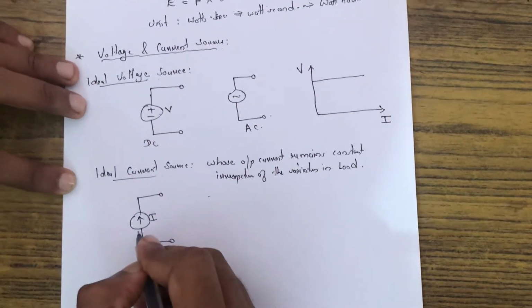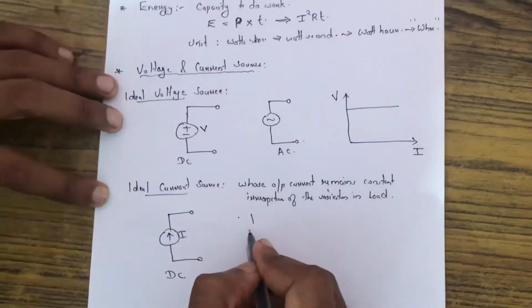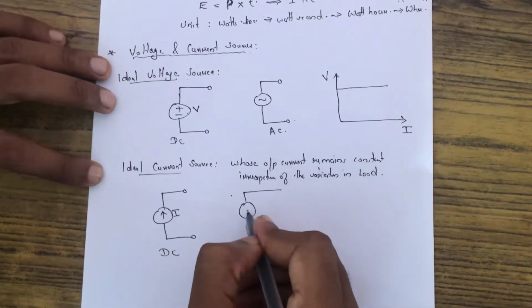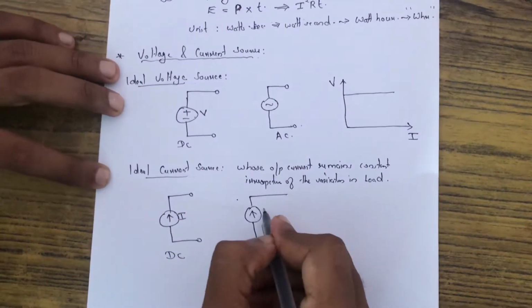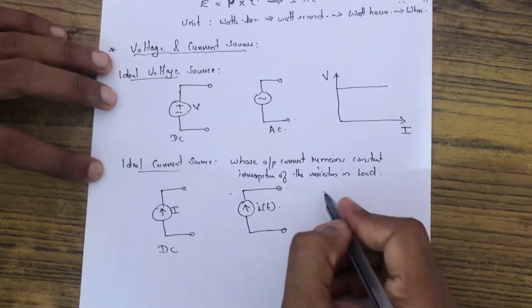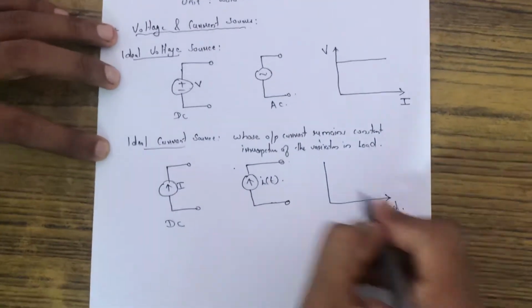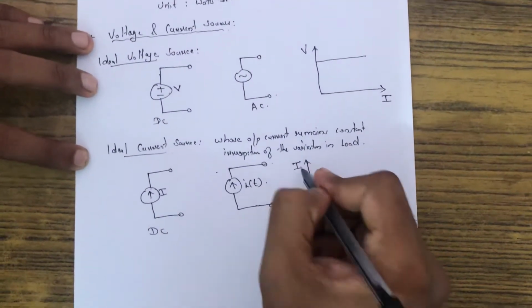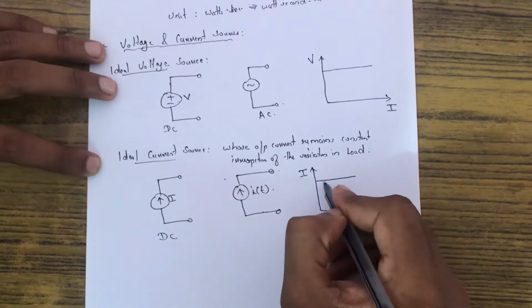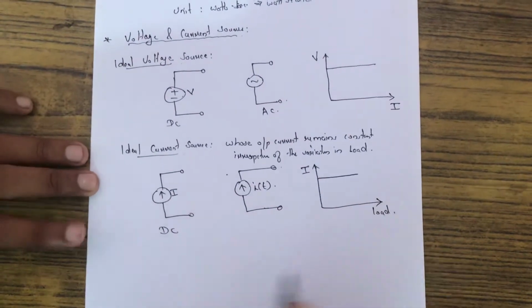This is the representation for a DC current source, and we can represent an AC current source like this, I of t. If we plot a graph across load and current, an ideal current source should maintain the specified current irrespective of the variation in load.